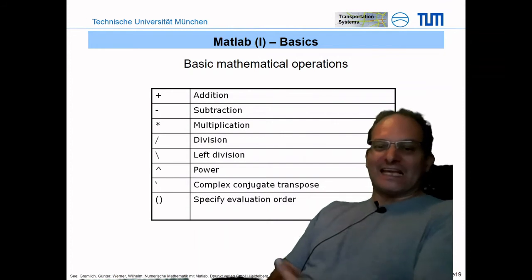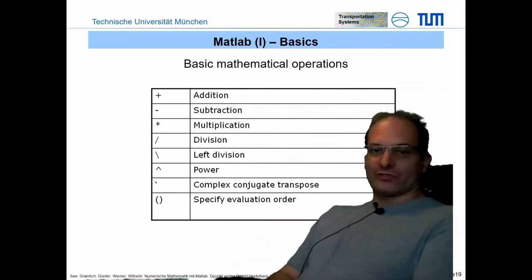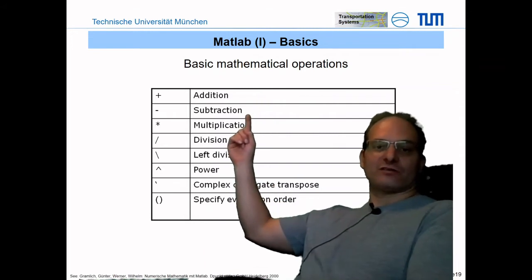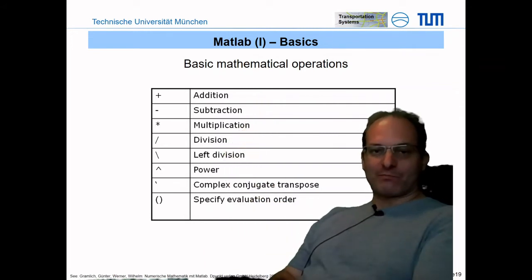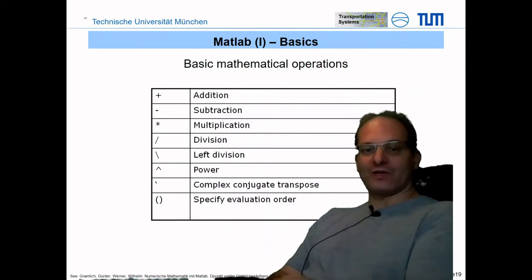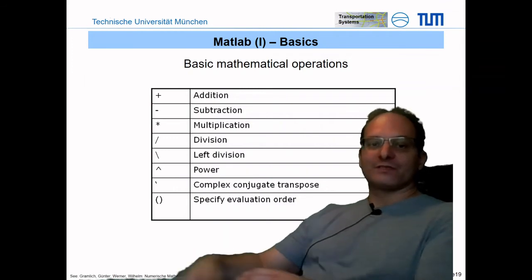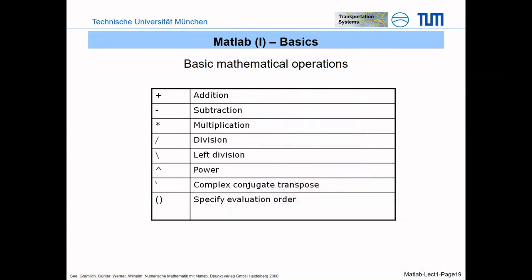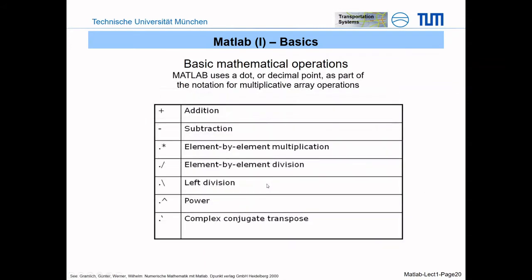Okay, so what you see here are matrix operations. For the addition, it doesn't matter. For the subtraction, it also does not matter. But for the multiplication, it matters. If you have a matrix multiplication, it's a matrix multiplication and not a normal multiplication. And therefore, you have the possibility to also select another form of multiplication or division. And this is the element by element division or multiplication. So you can do the matrix multiplication or an element by element multiplication.